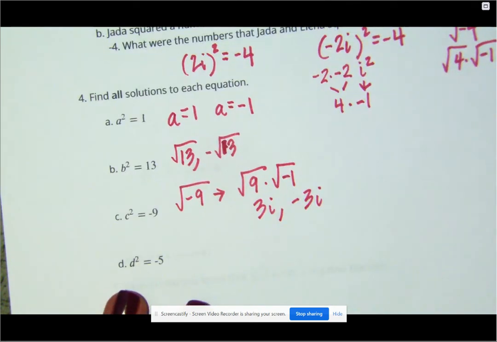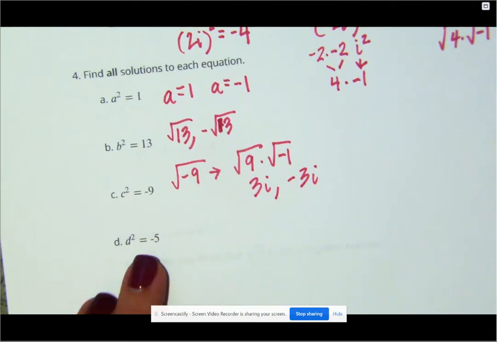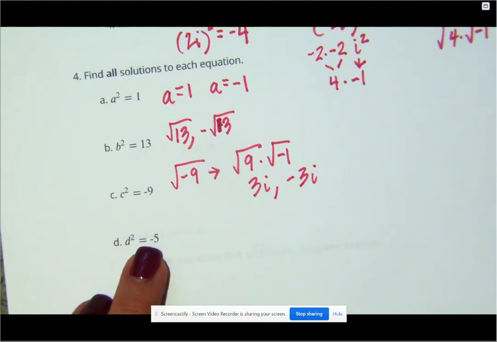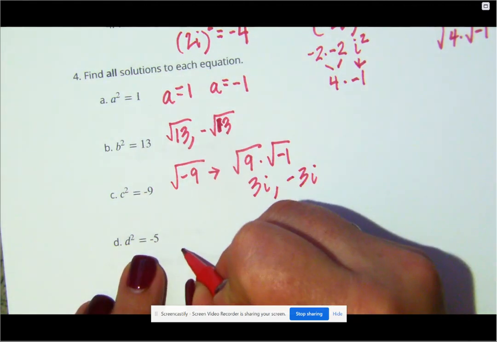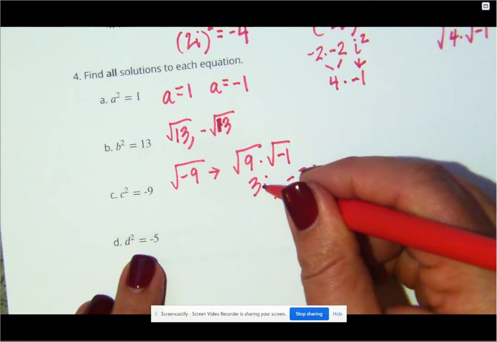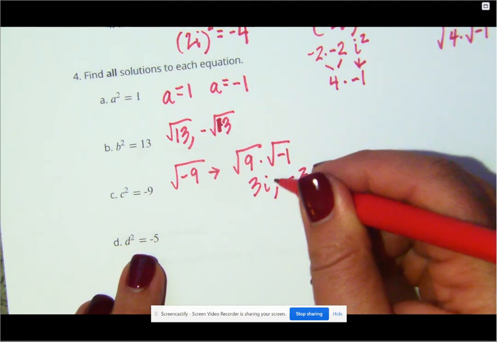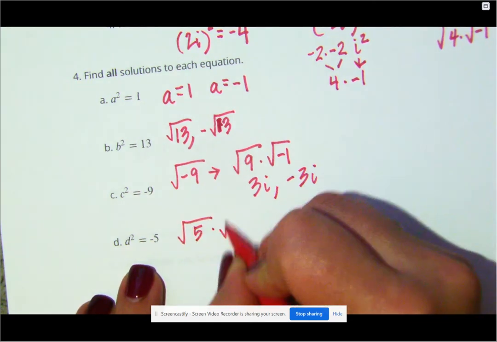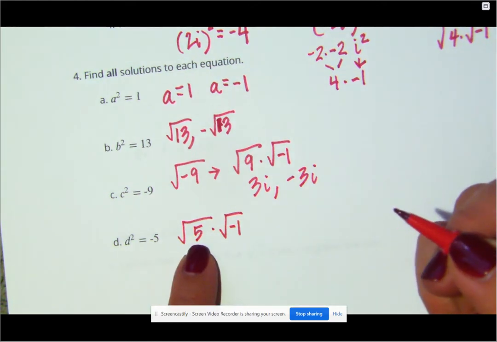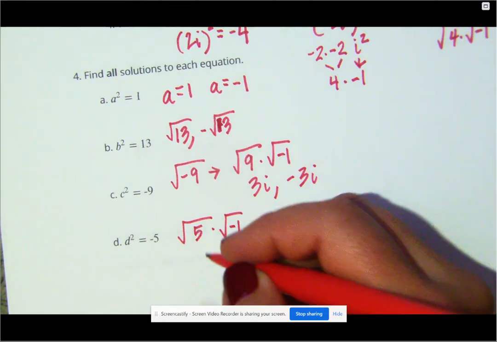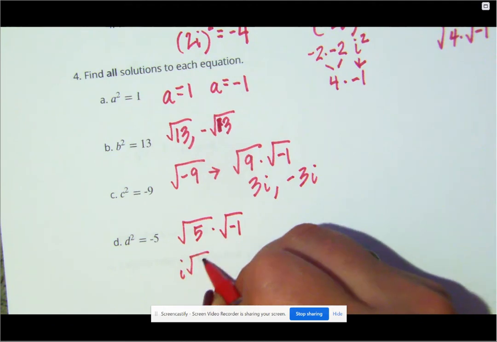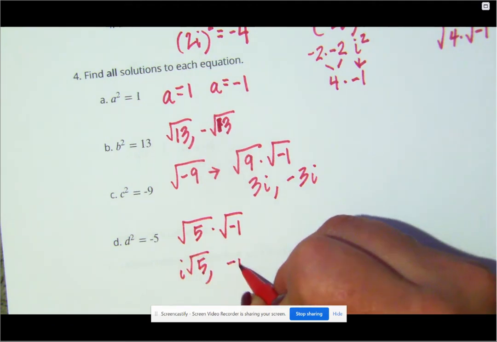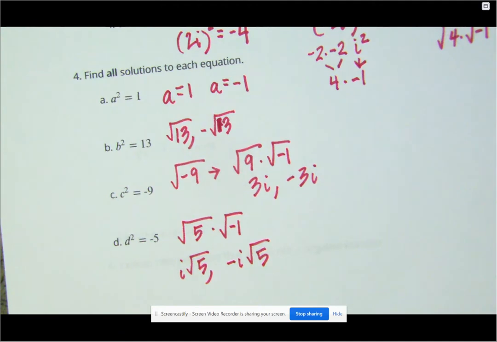Last one, d squared equals -5. As soon as you see that negative, you know it's got to be an imaginary solution, right? Now this time, 9 has a square root, it's 3. And then the square root of -1 is where I get the i. This one, I can write it like this. That doesn't have a non-terminating square root, so I'm going to have to leave that like that, but I can still write that as an i. So my answers are i square root of 5 and negative i square root of 5. Those are my two answers.